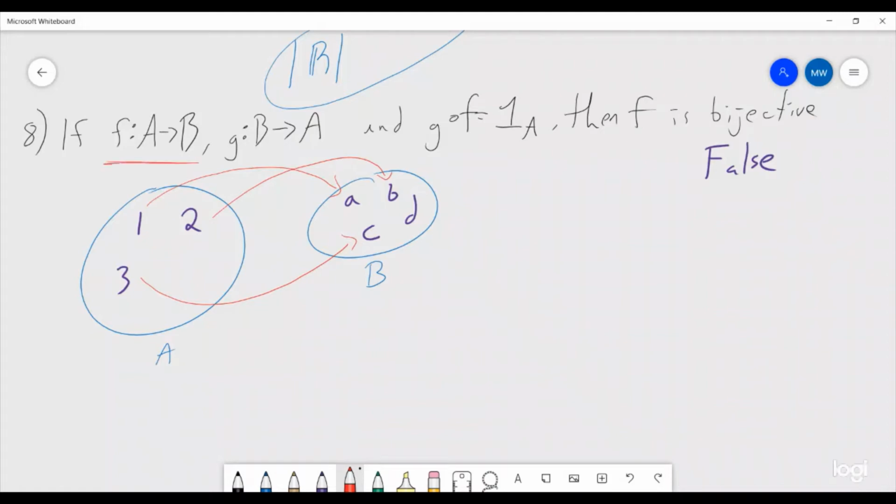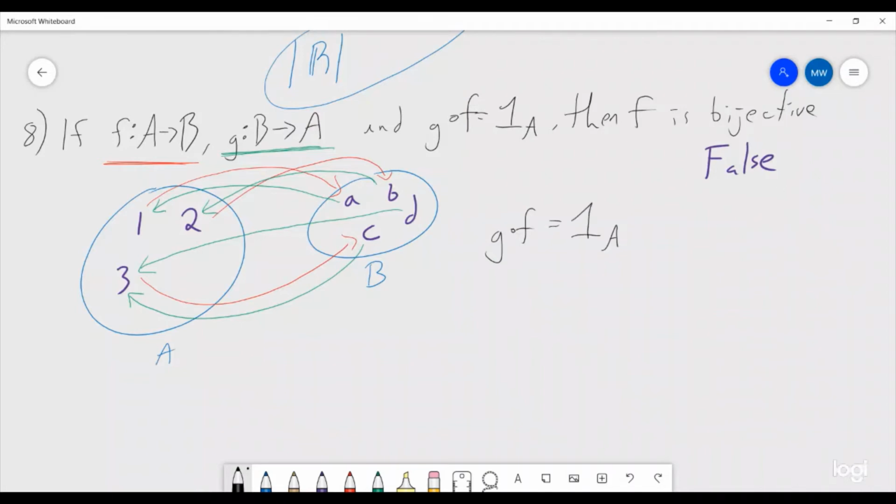So f is going to be our red function. We then have g, which can send a back to 1, b back to 2, c back to 3, but then we need to send d somewhere. So let's just send d to 3 as well. So if we look at g of f, we do f first and then g. Well, follow the red arrows and then follow the green arrows back. This is equal to the identity on A.